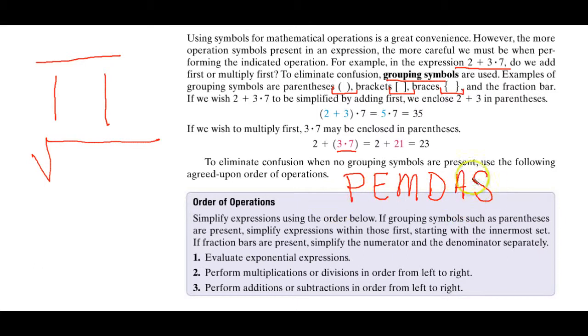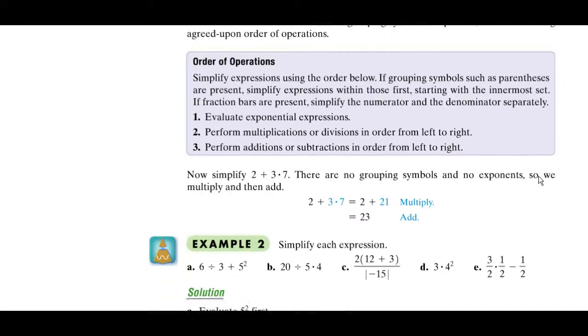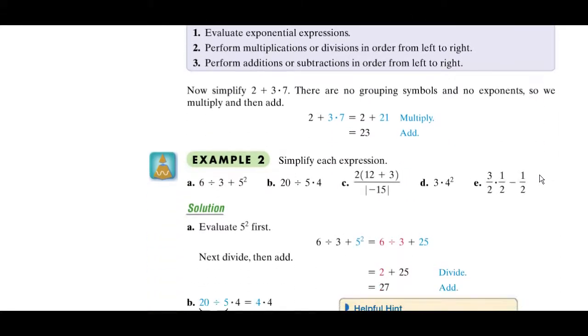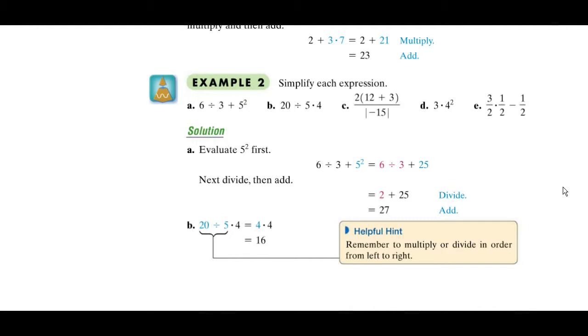So, this is a little way to remember. I would suggest you take notes, but of course, the proof of the pudding will be, are you getting these things right? So here, with no grouping symbols, we would do the multiplication first, and that would be our answer. So let's look at a couple of these in some detail here.